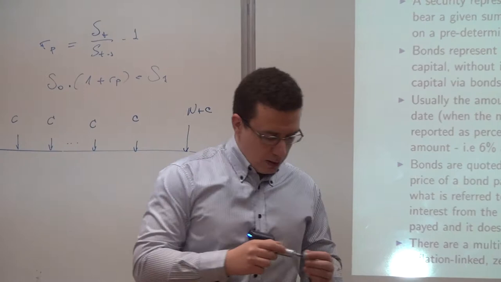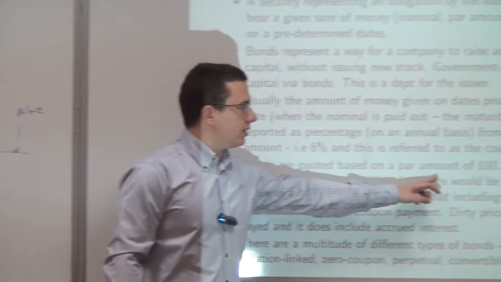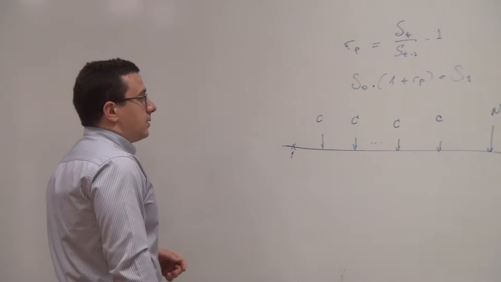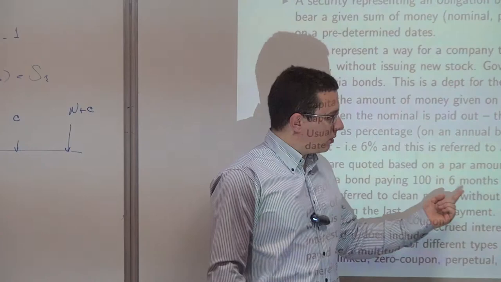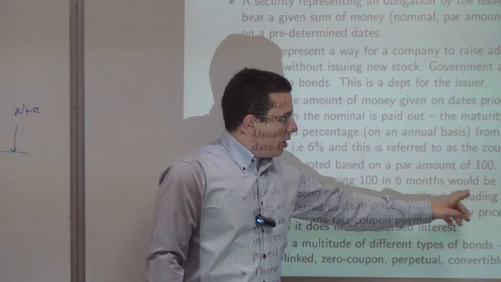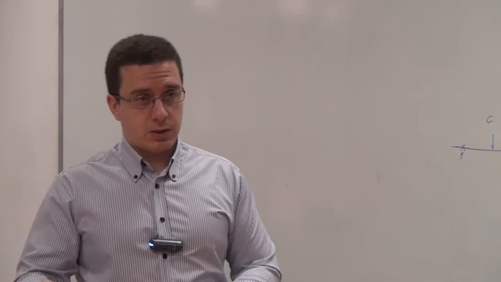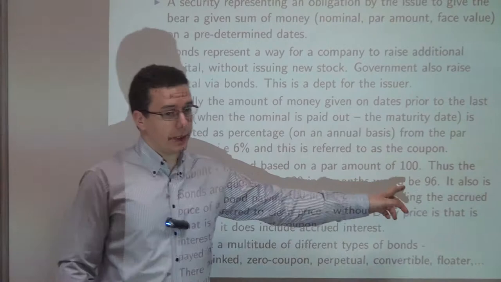Now, how to quote a bond? What is actually the market price of a bond? It's based on the par amount of 100. Even if the par amount is not 100, it could be something else. But usually the quote is written out as for par of 100, and it would be the price that you need to pay in order to get the bond. But there are some difficulties here. So let's say the price is 96 for a bond paying 100. So this would mean that you will actually go out and pay $96. Unfortunately, what you're going to pay is the dirty price of the bond, and what is quoted, this 96, is actually the clean price of the bond.